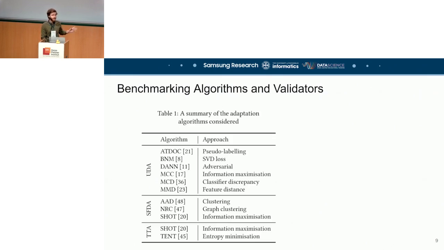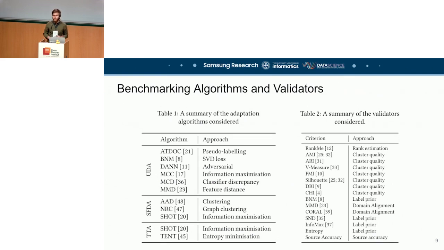We benchmark a bunch of algorithms in three different settings based off of various types of losses and so on. Then we have a list of validators that are also based on various different types of metrics. For example, top one rank me, based off of estimating the rank of your feature matrix in your target domain, or various validators based on the cluster quality if you cluster your predictions. All of these are unlabeled, apart from this final one, which is source accuracy, which is basically if we ignore the fact that there's a distribution shift at all, and we just use the source validation accuracy as a measure of the target domain performance.